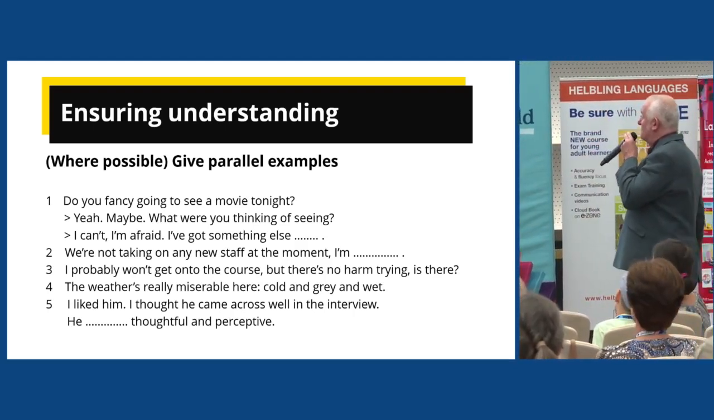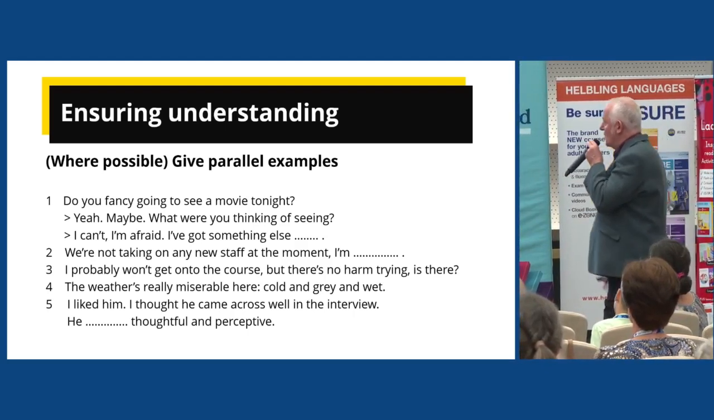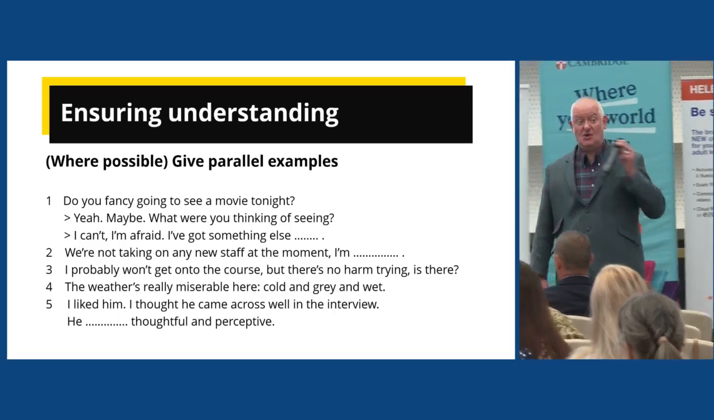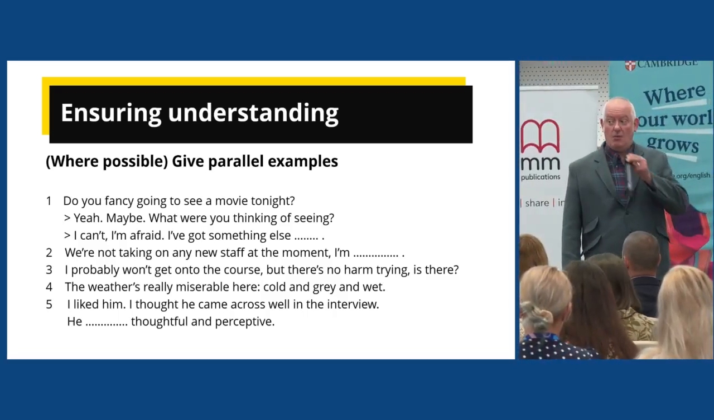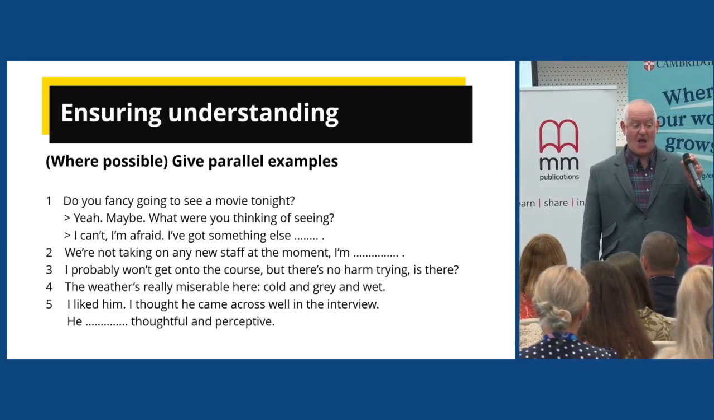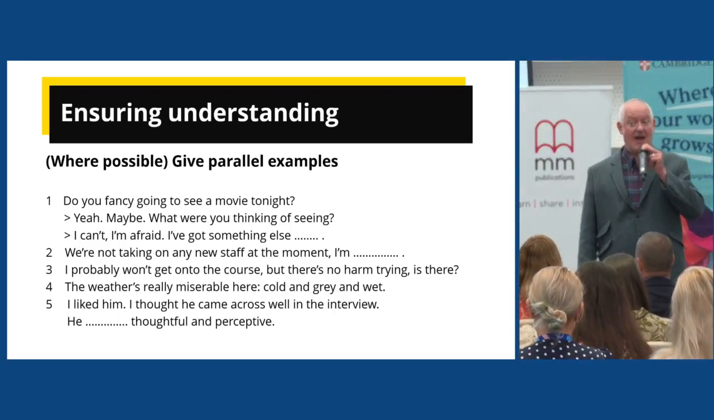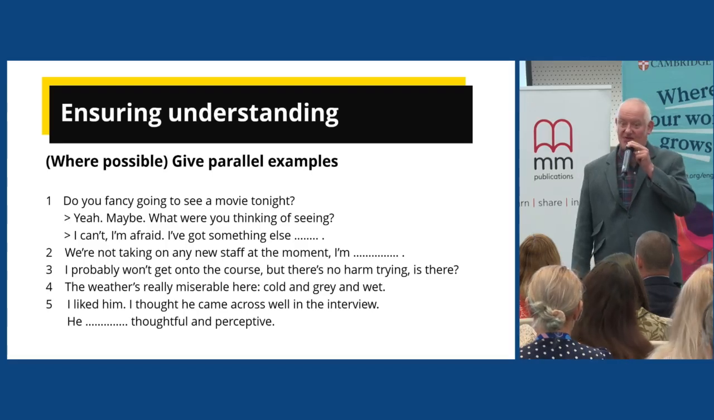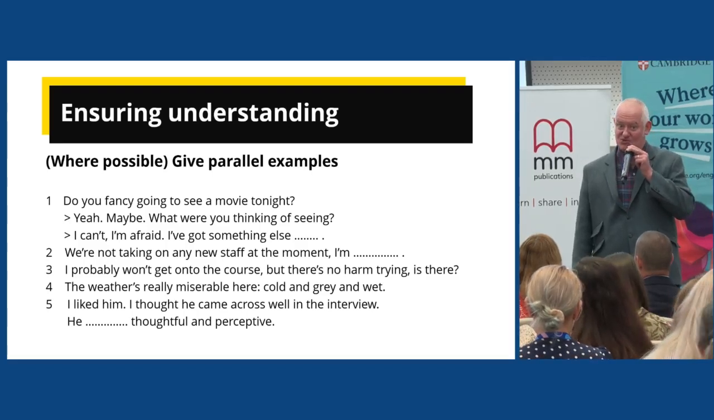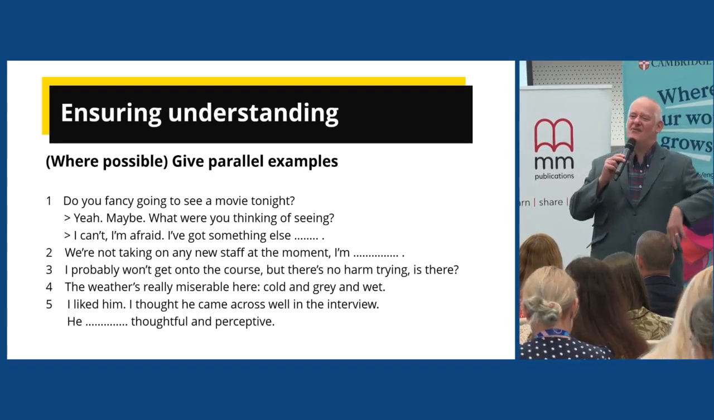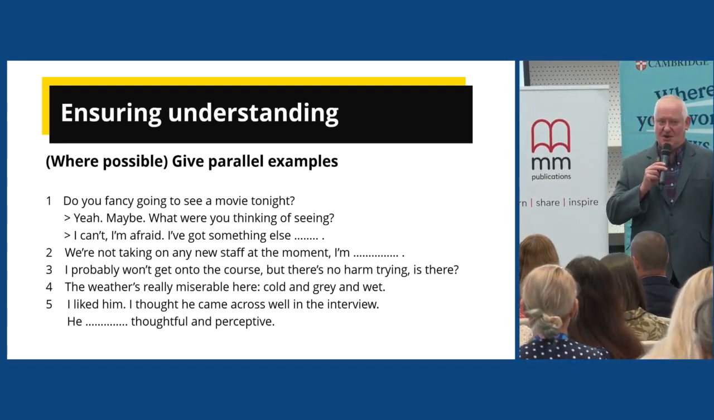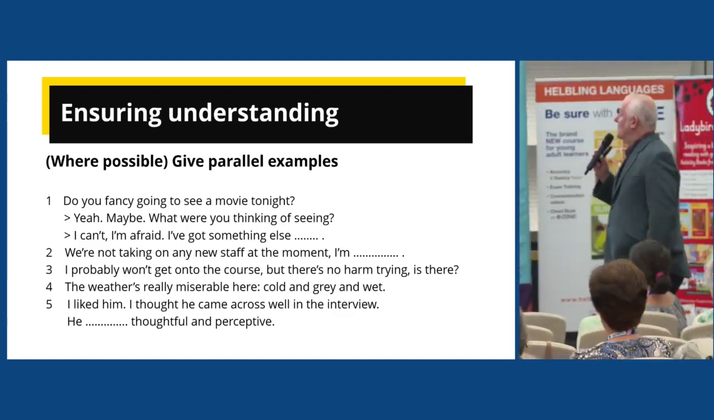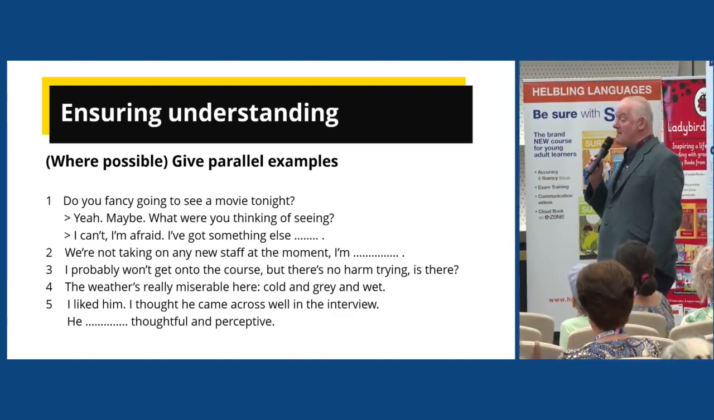So I might just write, maybe what were you thinking of seeing? Or I might just write, oh, I can't, I'm afraid. I've got something else. Wow, one word: the idea, planned. I've got something else on. Okay? It's one for the people who are obsessed with prepositions. You know, oh, I can't, I'm afraid. I've got something else on. You know, what? I'm washing my hair. Yeah? We're not taking on any new staff at the moment.